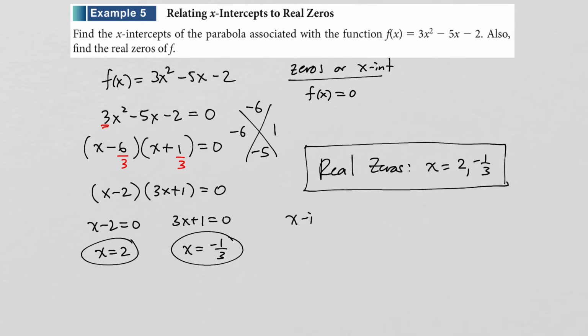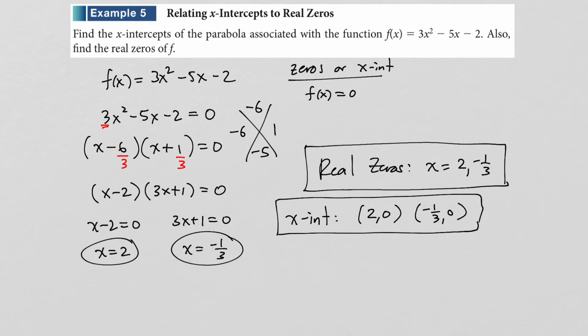And then if they ask for the x-intercepts of our function, the only difference here is x-intercepts are points. And so you would write this down as (2, 0) and (-1/3, 0), right? Because x-intercepts are the points where it crosses the x-axis, which means the y-coordinate is 0. So the answer might look a little bit different for each of these, but just understand that the process is exactly the same.